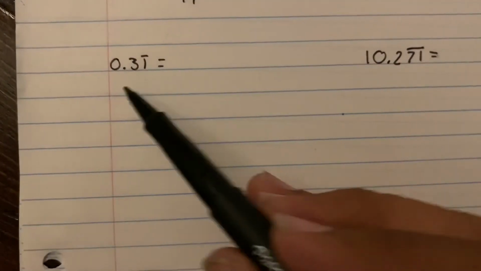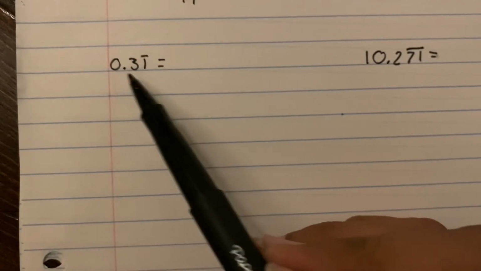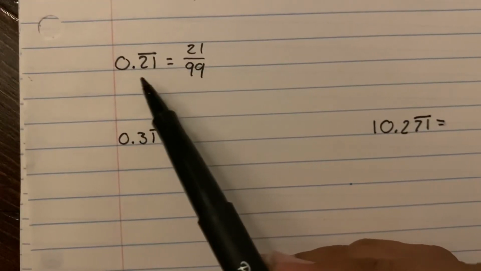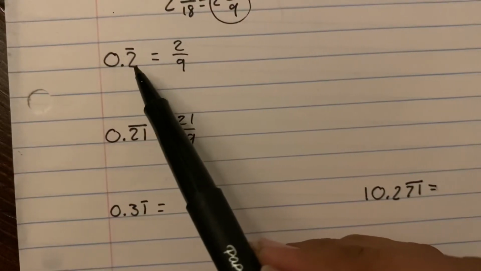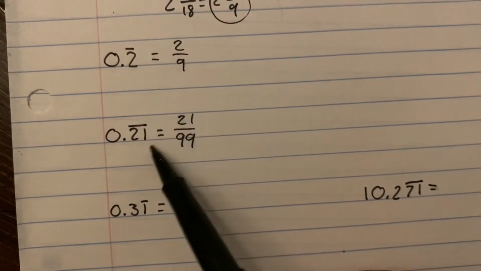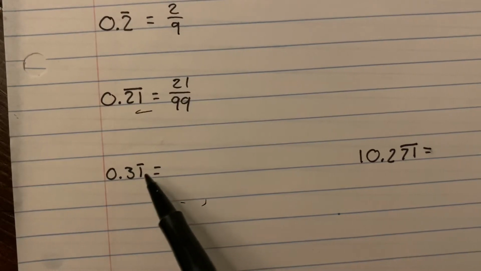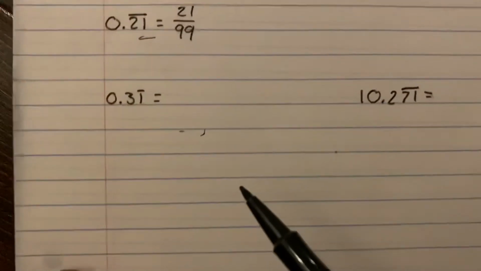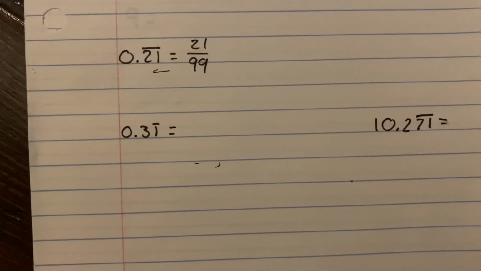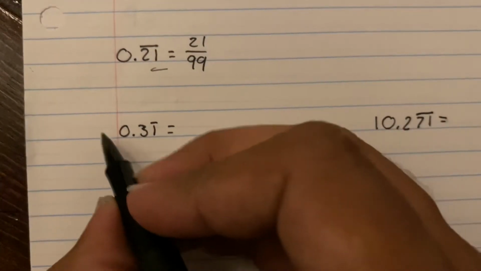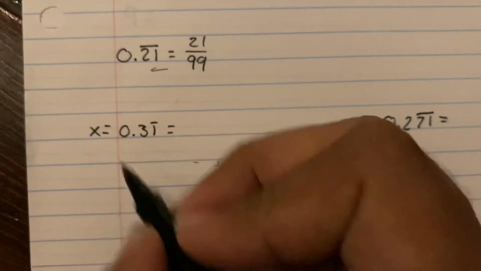Okay, now these two are different because not every single number behind the decimal point is repeating. You see on this one, the 21 is repeating forever. This one here, the 2 is repeating forever. Everything behind the dot is repeating. Here it is not. The 3 is not repeating. It's 0.31 forever. So how do we do that? So I will show you right now. We're going to break it down. So first you make it equal to x.